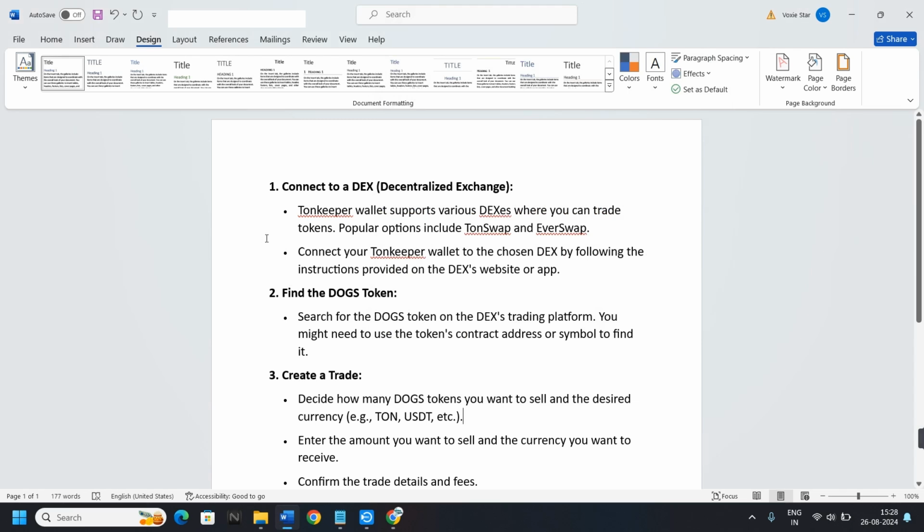Hi guys, in this video I am going to show you how to convert and sell your DOGS token on Tonkeeper wallet. First, connect to a decentralized exchange.